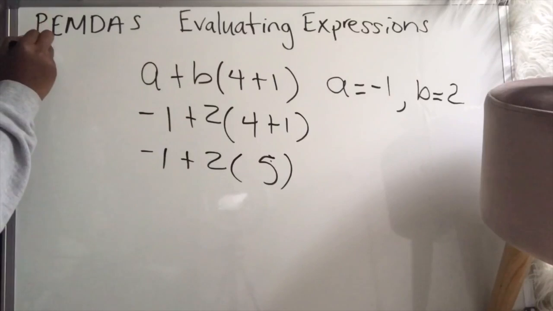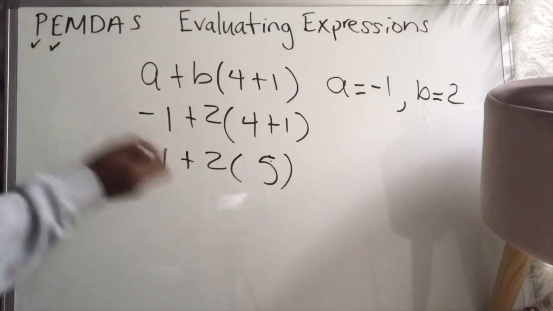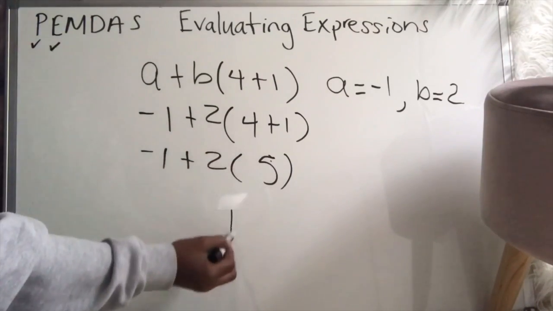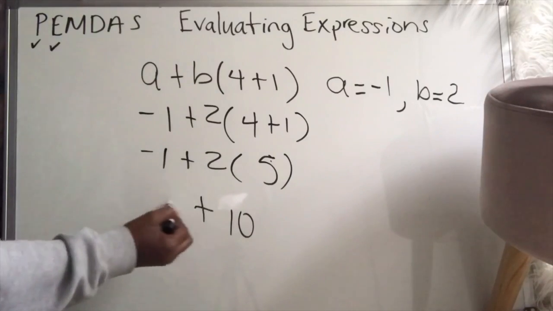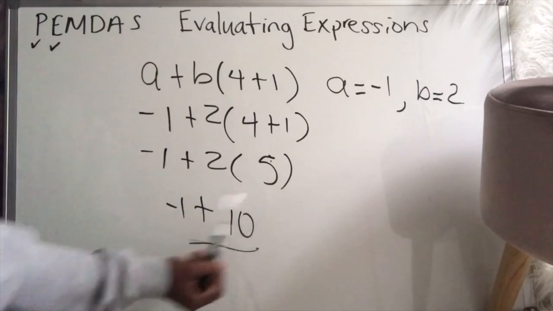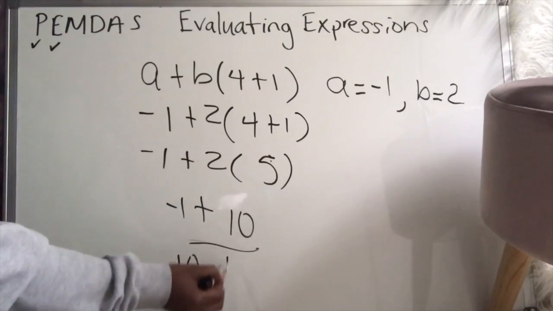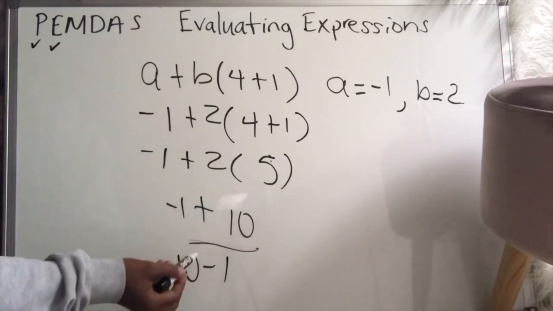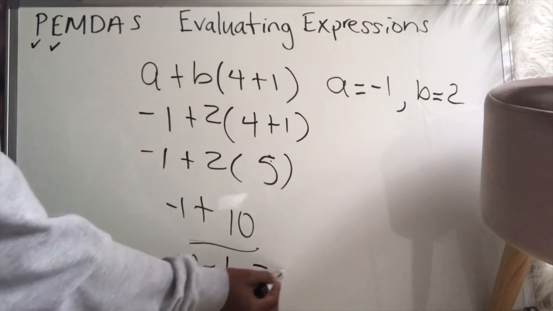Do we have any exponents? No. Multiplication. 2 times 5 is 10. 10 plus -1. I can rewrite this as 10 minus 1 because they are the same. And 10 minus 1 is 9.